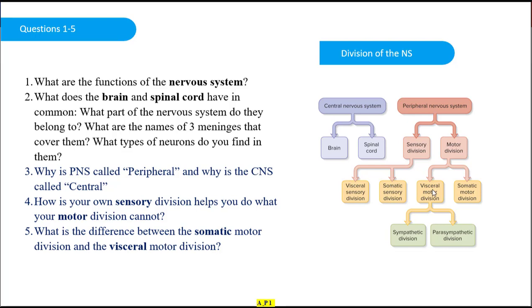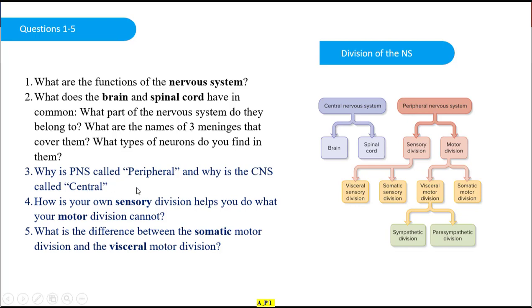If it's doing something, for example, in a response where you have to take action, that division is called sympathetic division. But if it's a division that allows you to relax and to slow down, it's called the parasympathetic division of the nervous system. So you can see here that the nervous system has different branches based on where the stimulus is coming from and where it's going to.